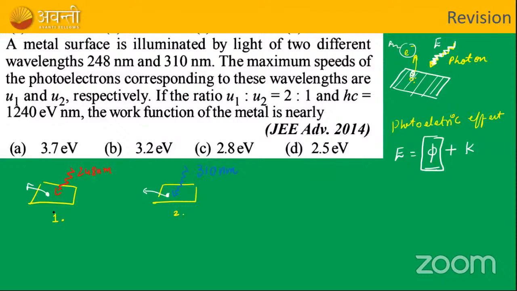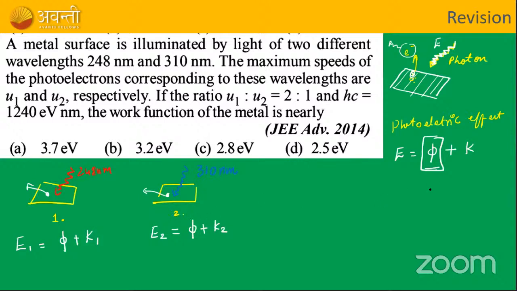So let us write the equation, which is very simple. In the first case, the energy E1 will be equal to the work function phi plus the kinetic energy K1. This is the equation I'm rewriting as it is for the first case. Similarly, I'll do it for the second case. The energy of the blue light E2 is equal to phi, used to remove the electron, plus the kinetic energy, which in the second case is K2.